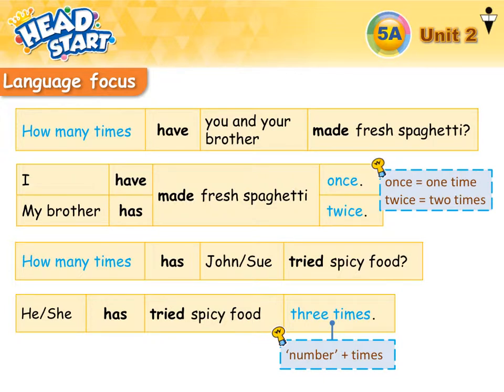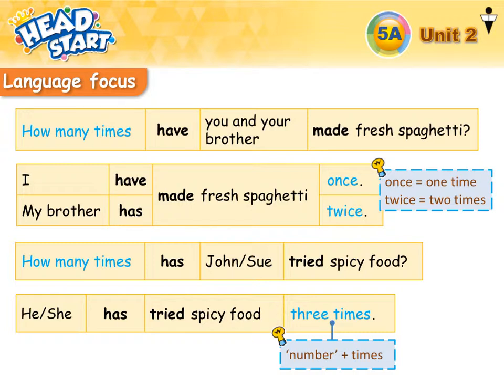Okay, let's have a summary here. For asking how many times, you can use how many times have you and your brother made fresh spaghetti? Because you're asking about experience, remember we have to use present perfect tense. And to answer it, I have made fresh spaghetti once for one time, twice for two times. Remember, we don't say one time, two times, we just say once and twice.